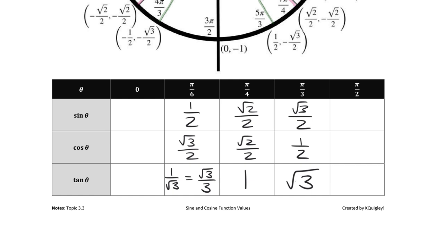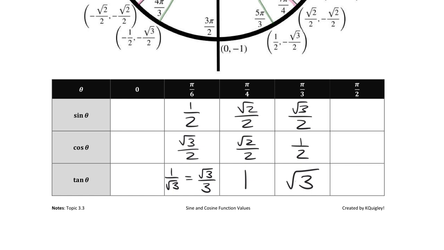9 out of the 15 boxes. 1, 2, 3, 3, 2, 1. And then you have the answers. Sine divided by cosine. For 0 and pi over 2, we do need to know this one, so we'll think about our hand trick again.